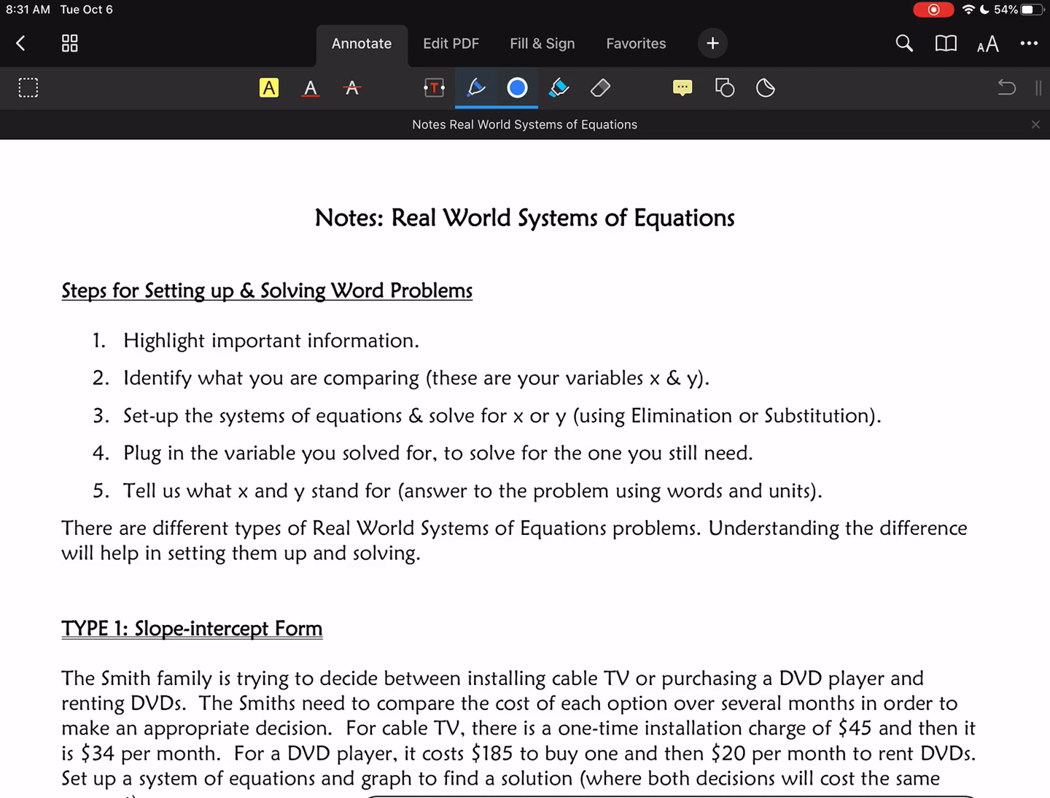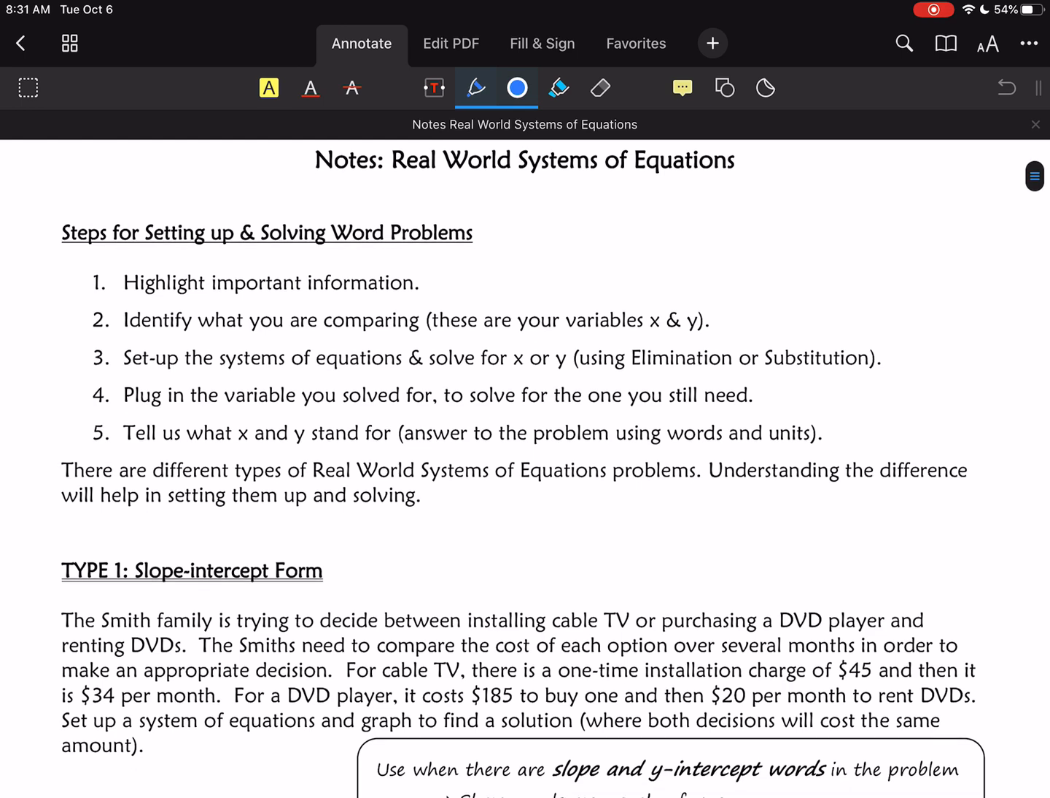So now that we have our different methods for solving systems, we're going to look at word problems associated with systems of equations, how we set them up, and then using those methods that we've learned to solve for x and y. So my steps for setting up and solving word problems.